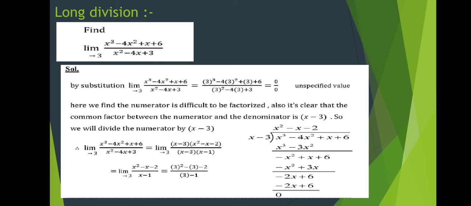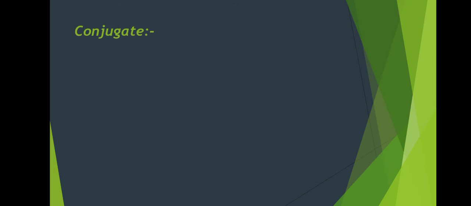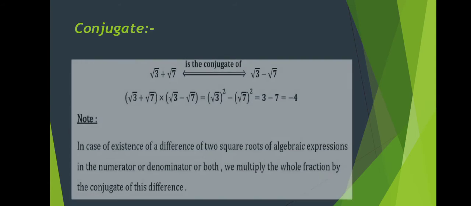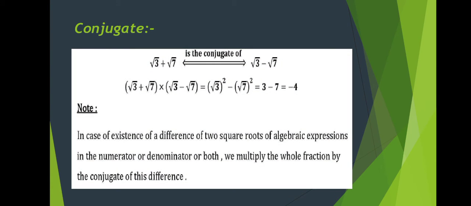Substitution direct and we get the value for this part. Conjugate. If we have root 3 plus root 7, its conjugate will be what? Root 3 minus root 7, of course. And if you remember, if we have times like that between two conjugates of each other, root 3 plus root 7 times its conjugate, root 3 minus root 7, we get the first power 2 minus the second power 2. We get 3 minus 7 equal negative 4.